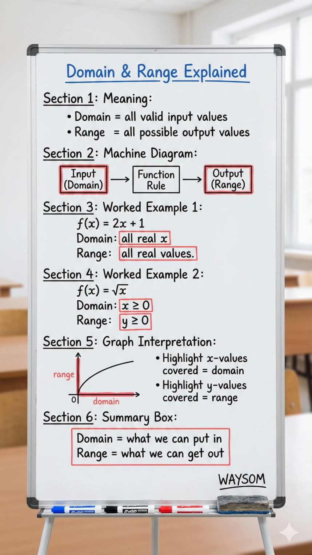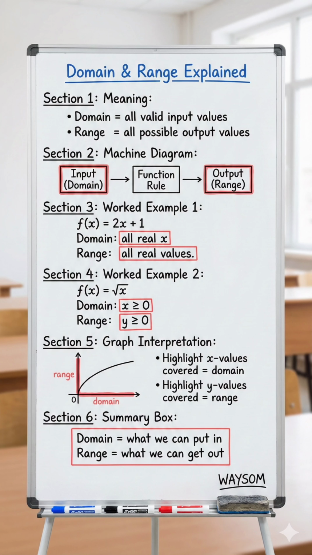Now notice the machine diagram in the middle of the board. Inputs enter from the left, pass through the function rule, and generate outputs. The inputs belong to the domain, and the outputs belong to the range. Understanding this flow is key to mastering functions.